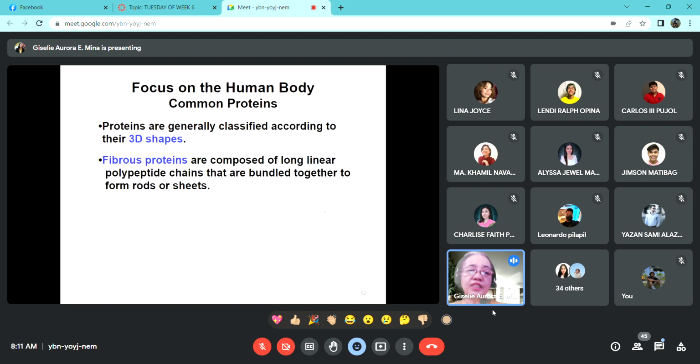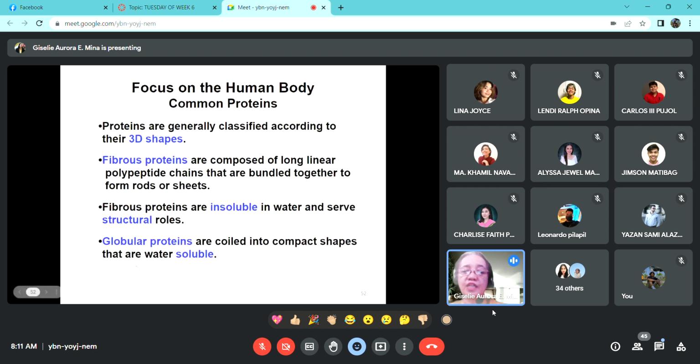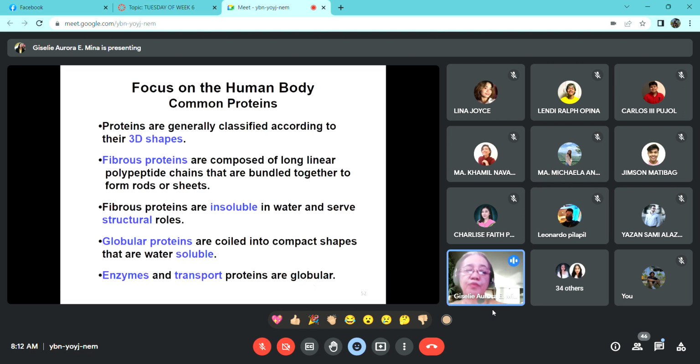Proteins are generally classified according to their 3D shape. As a result, they end up as either fibrous proteins, which are composed of long linear polypeptide chains bundled together to form rods or sheets. Fibrous proteins are insoluble in water and serve structural roles, like collagen, fibrin, and keratin. Globular proteins are coiled into compact shapes that are water soluble, like enzymes and transport proteins.